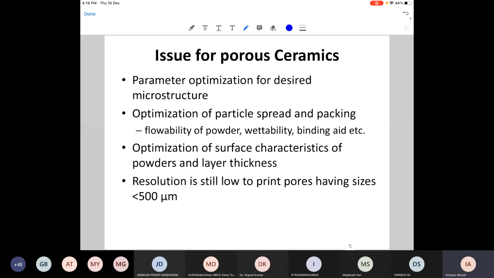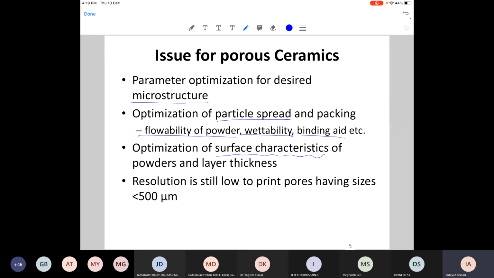Now, parameter optimization is very important to get the microstructure. That's what I just said in the last slide. Now, you need to optimize the flowability of the powder, the wettability of the powder, and how much binder area you have. You can make a product, but can you optimize it? Can you make it better further? That's the question. And what kind of surface characteristics is needed? Because that again will depend on your particle spread, your packing, how well you are able to pack, and then what is your sintering schedule, and so on and so forth.